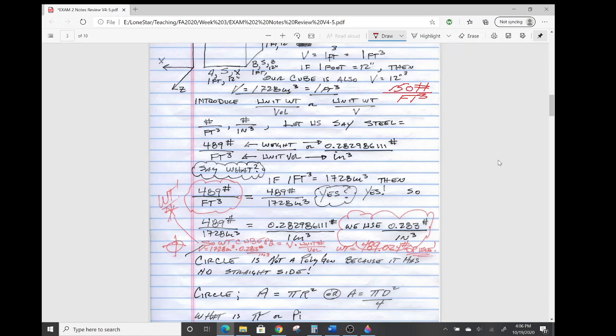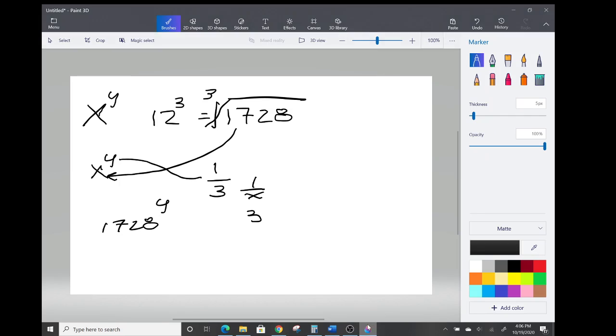So, the weight of our cube is the volume times the unit weight. So we'll take a cube, and we'll come up with a weight, okay? Now we said that this cubic foot up here, so let's go over here and do an example.